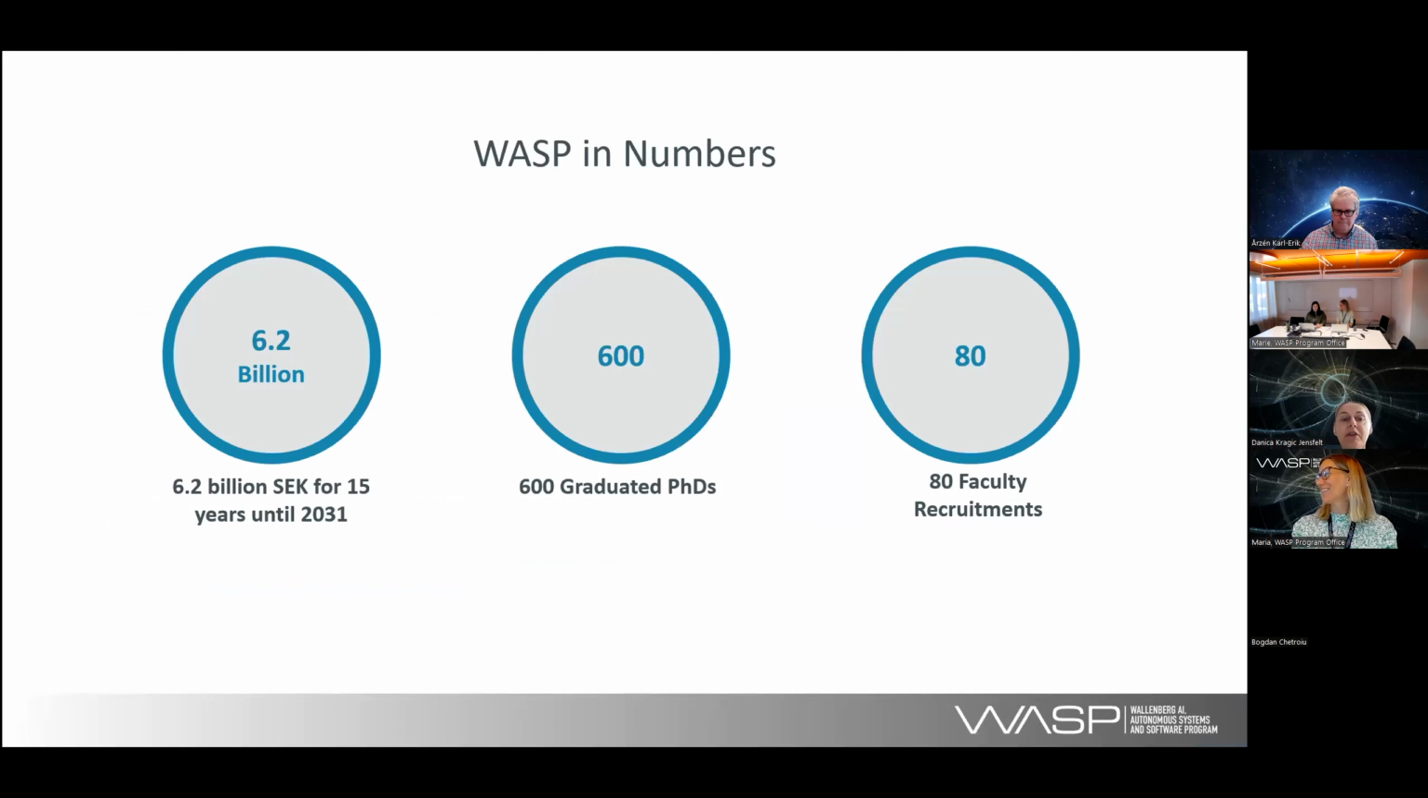To give you a little bit of numbers, the budget for the program is now around 6.2 billion Swedish crowns, and we have funding approximately until 2031. And the idea is that by the end of the program, together with our industrial partners, we will have around 60 graduated PhD students in total, maybe even more. And also we are on a good way of fulfilling the requirement of 80 faculty recruitments, so 80 new research groups to Sweden.